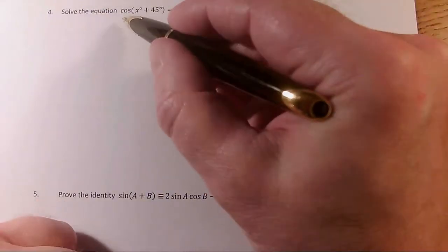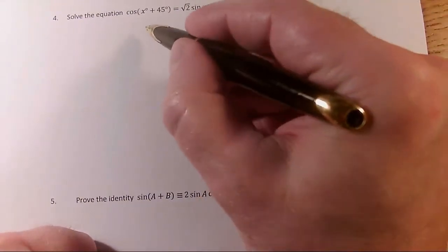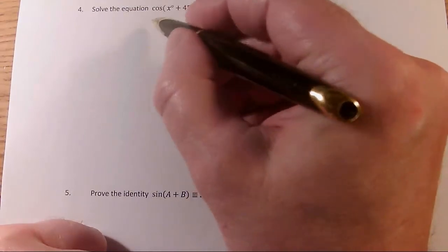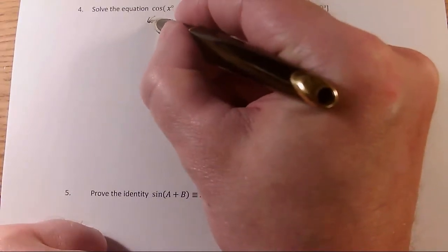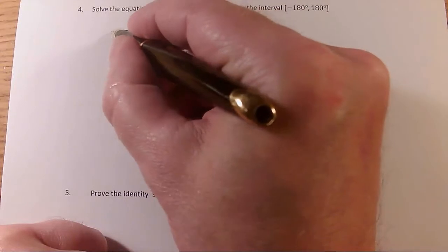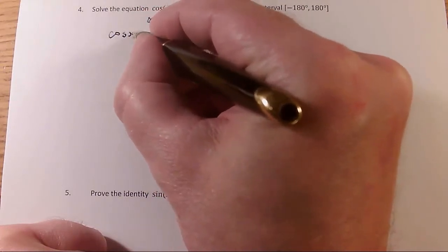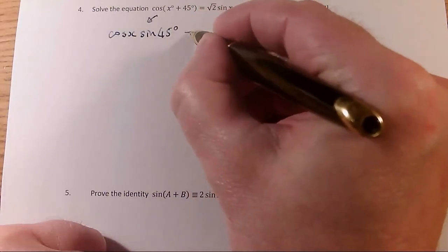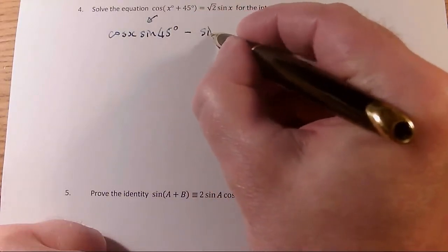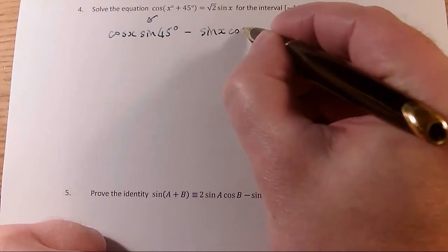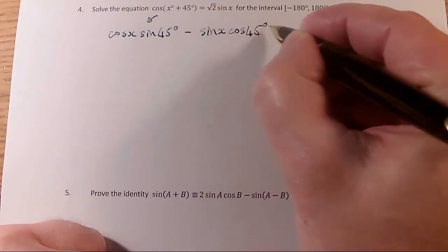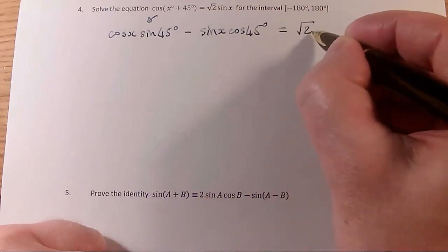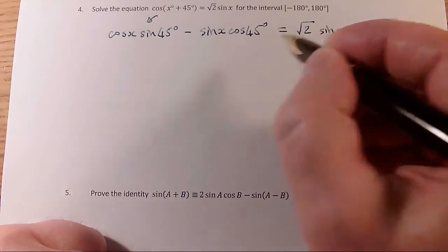Okay, we've got to solve this equation, and we've got cos of an addition, so I need to apply the addition formula for that from your formula book. So I need to do cos of x times sine of 45 degrees minus sine of x cos of 45 degrees, and that's got to equal root 2 sine x.